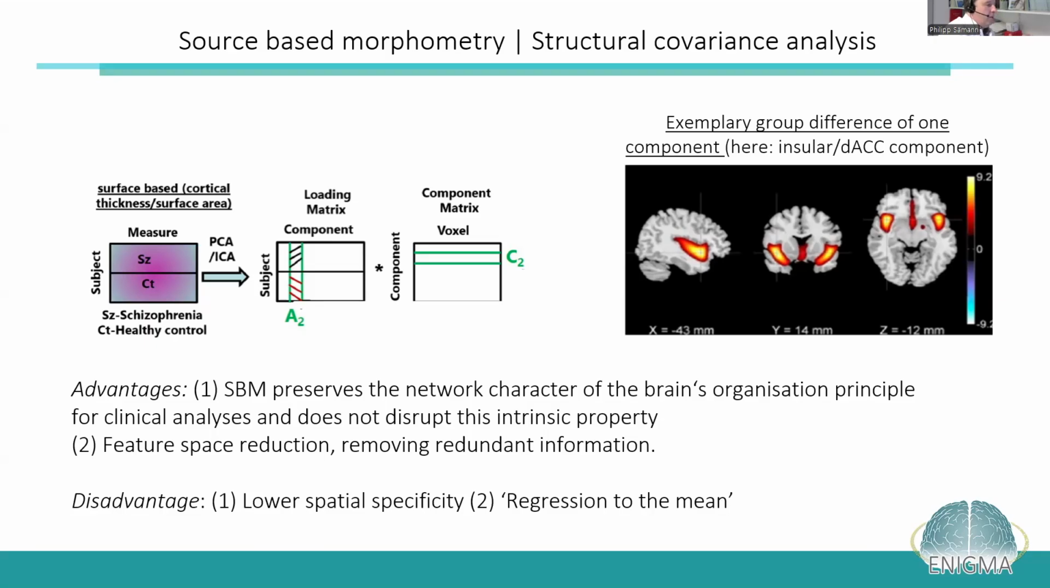As we know, the brain is organized in networks, and analyzing it at a voxel level can sometimes disrupt this principle. You also have a nice feature space reduction, which is interesting for machine learning, for example. There are also certain disadvantages of looking at the data in this way. For example, you have a lower spatial specificity. So it's not so easy to extract at which part of the network the differences actually occur. You rather get information on the entire network.